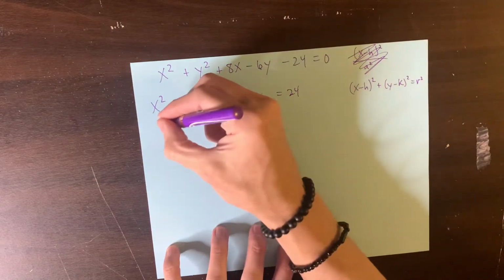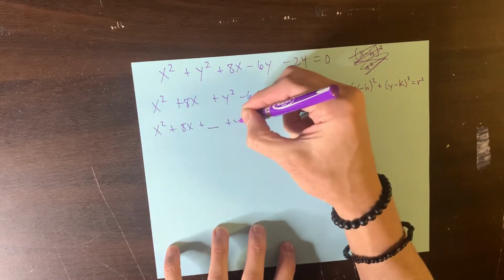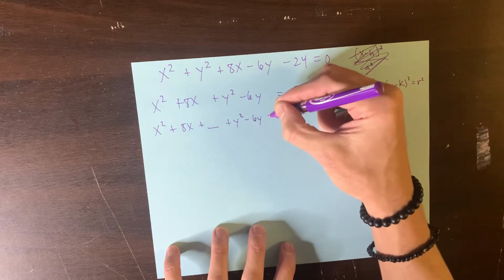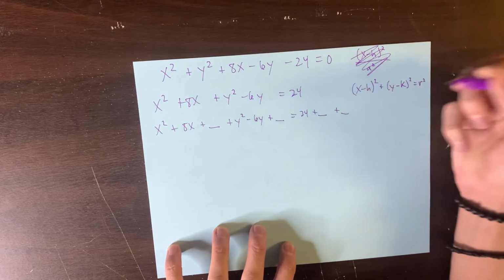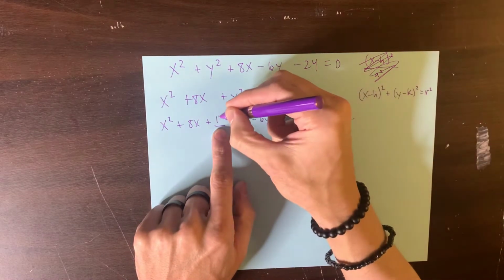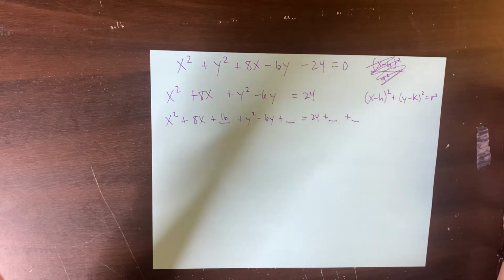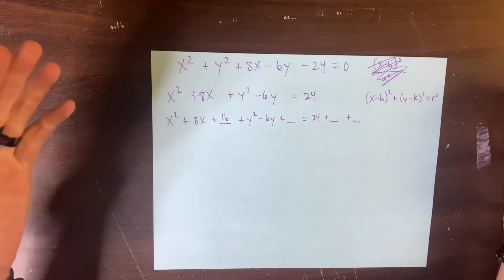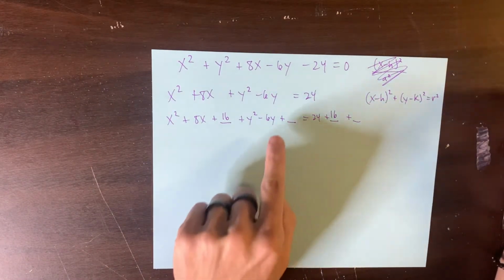Now watch what I do here. I'm going to go like this. And I am also going to go like that. And I'm going to keep this balanced. So I am going to introduce a special number here. And the number that I feel like using is 16. What I do is I take half of that number and I square it. Half of 8 is 4. 4 squared, 16. But keep this balanced. 16 there, 16 here.